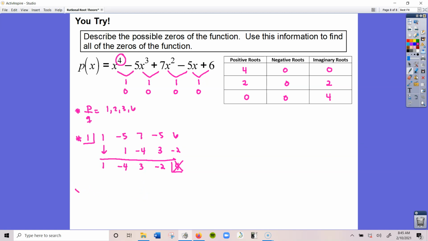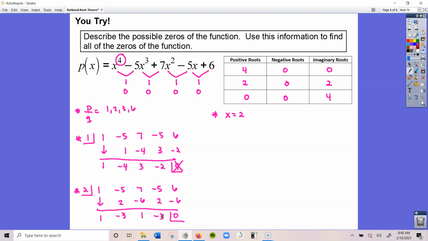Let's try 2. Remember, we're only testing positive numbers. So again, 1, negative 5, 7, negative 5, and 6. Bring down the 1. 1 times 2 is 2. Negative 5 plus 2 is negative 3. Negative 3 times 2 is negative 6. 7 minus 6 is 1. 1 times 2 is 2. Negative 5 plus 2 is negative 3. And negative 3 times 2 is negative 6, leaving me with the remainder of 0. So I'm going to start my list here. x is equal to 2.